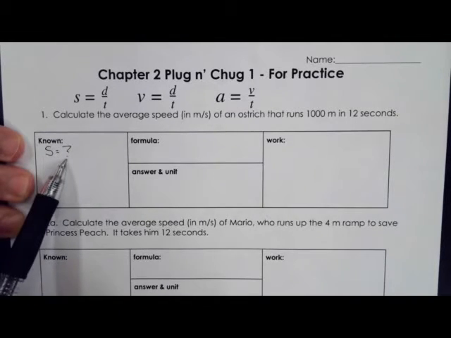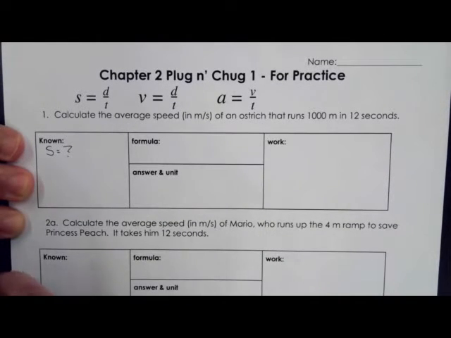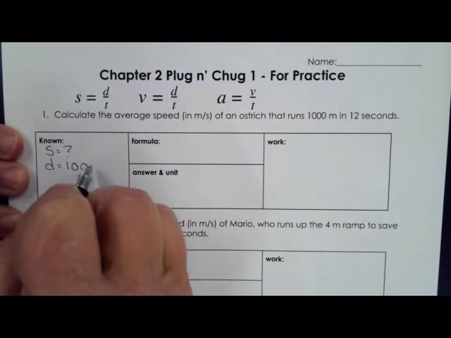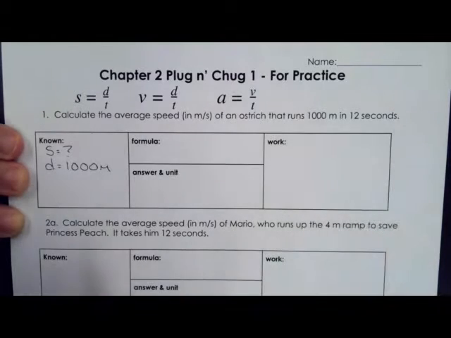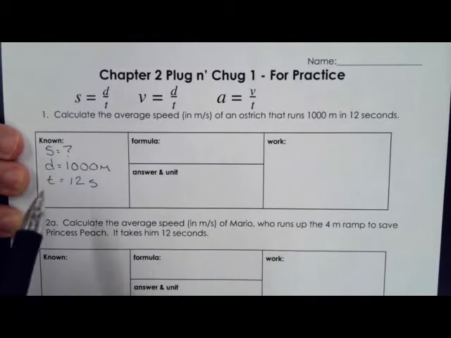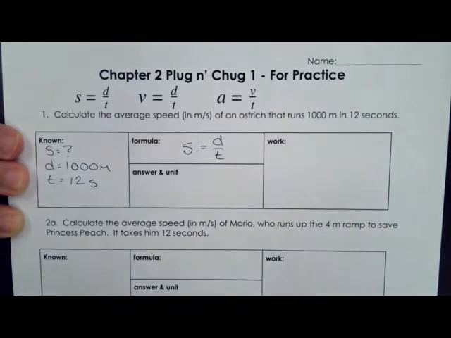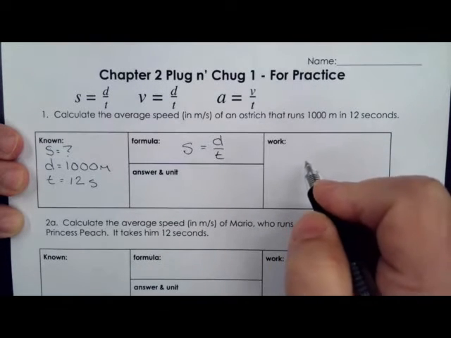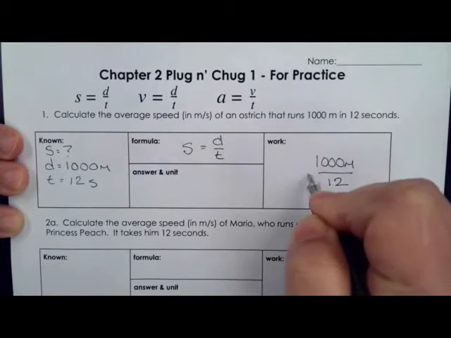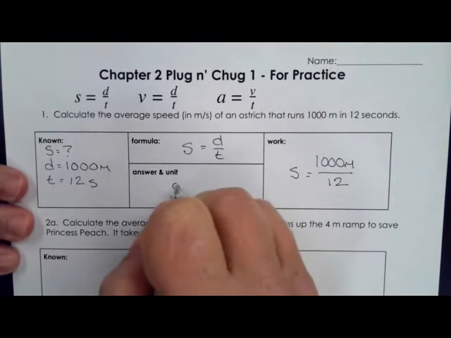So calculate the average speed, so I put that in there, of an ostrich that runs 1,000 meters, so that's a distance, equals 1,000 meters in 12 seconds, and that is a time. And the formula that we're going to use has S, D, and T in it. Well, S equals D over T. Let's plug into that formula over here in the work column. So we have 1,000 meters divided by 12 equals S.